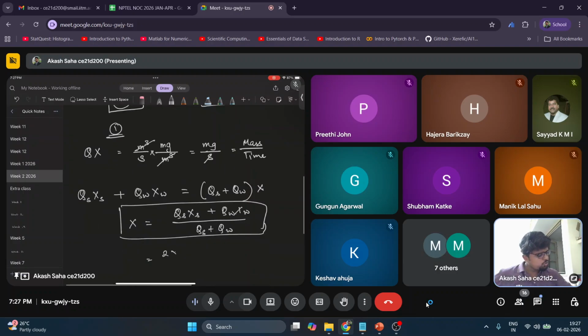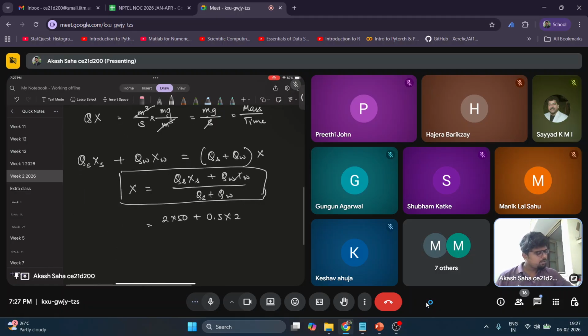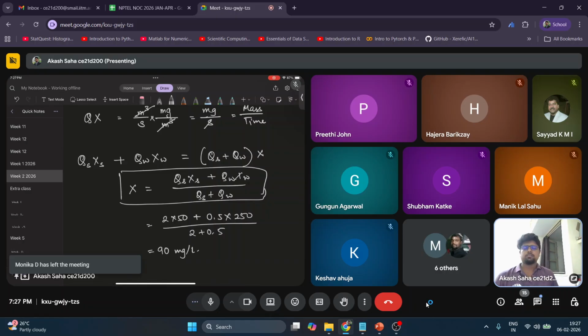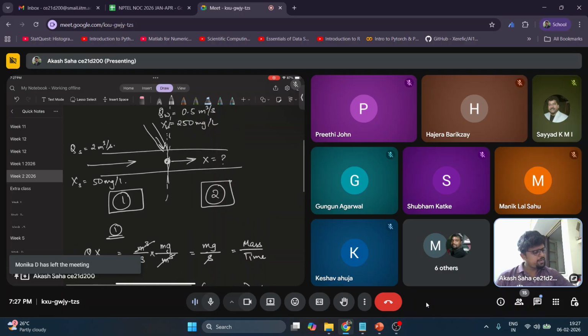2. So 2 into 50. Since all the units are uniform everywhere, we can just multiply 0.5 into 250, I think. Yeah, 250 divided by 2 plus 0.5. So we'll get around 90 milligram per liter. So after this point, Q will be equal to 2 plus 2.5, that is 2.5 meter cube per second, and X concentration will be equal to 90 milligram per liter.